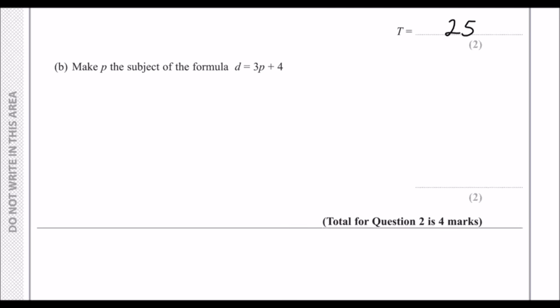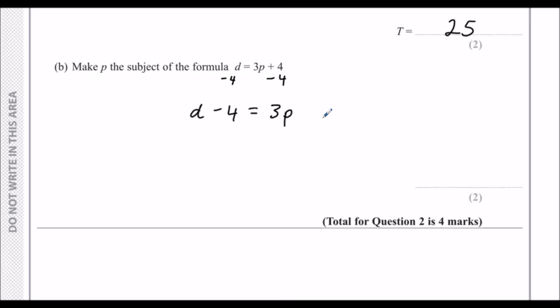Part B, make P the subject of the formula. D equals 3P plus 4. So we want P by itself. Let's start by taking 4 away from both sides. So both sides of the equal sign, we take 4 away. So on the left side, we've now got D minus 4. And on the right side, we had plus 4. We took 4 away to get rid of it. We've just got 3P left.